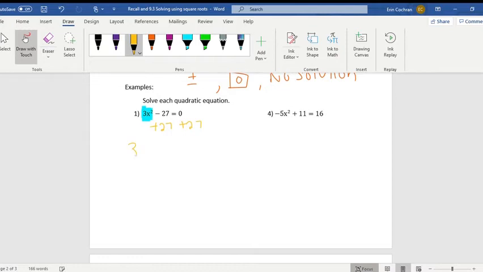So I have 3x squared equals 0 plus 27, which is 27. And then I need to get rid of this coefficient. So how do I get rid of the 3? I'm going to divide it. And I get x squared equals 9.